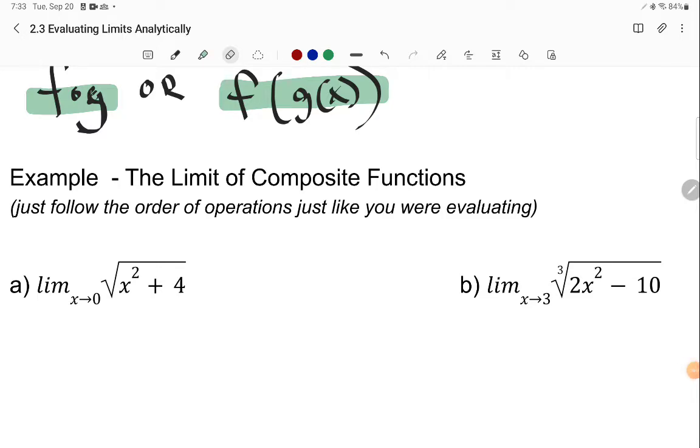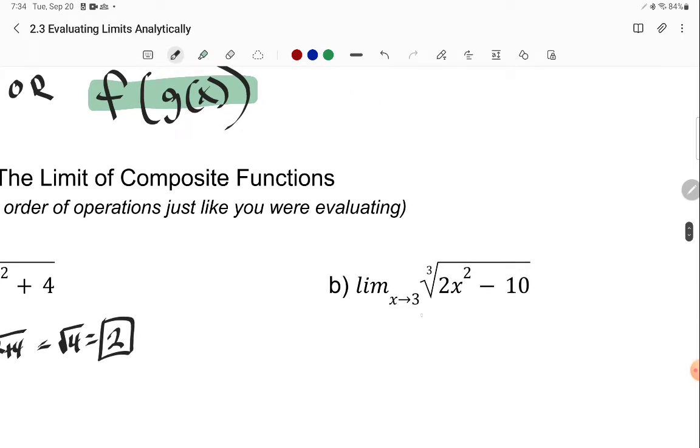Go ahead and try these on your own. Pause the video, try these on your own, and then come back to see how you did. All right, so for the first one, you have the limit as x approaches 0, and again, we're just going to try directly substituting this in. So you'd have the square root of 0 squared plus 4. That gives you the square root of 4, which is just 2. So it works.